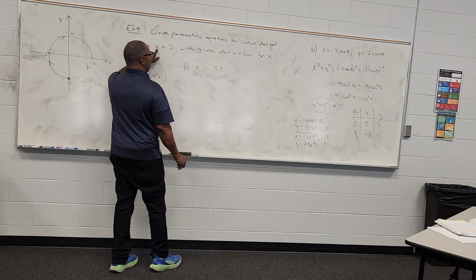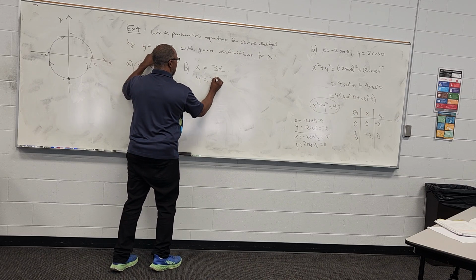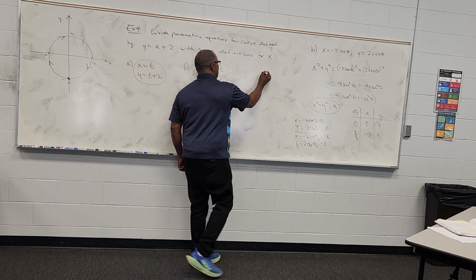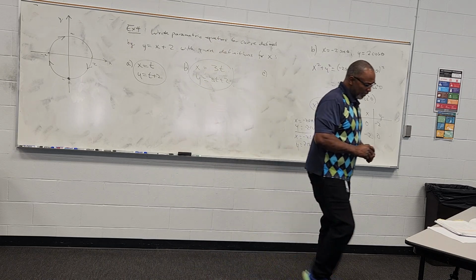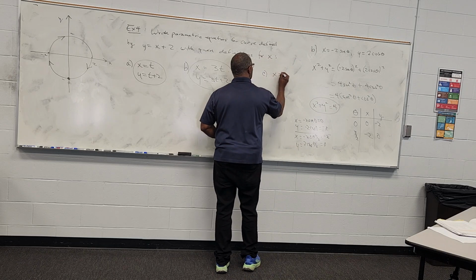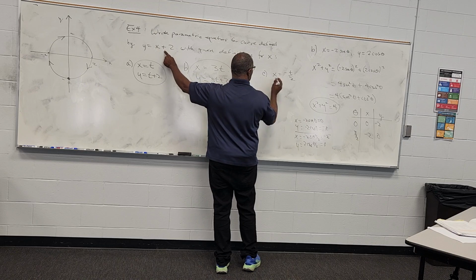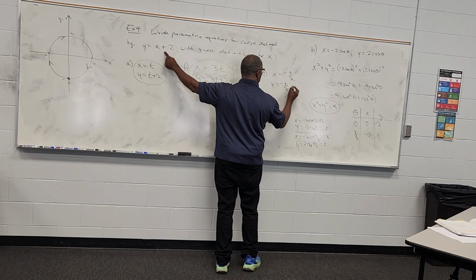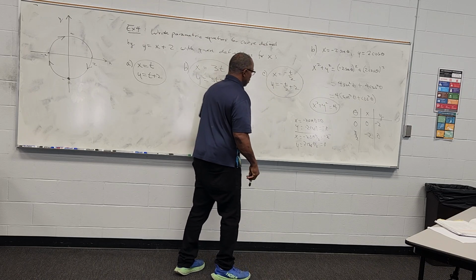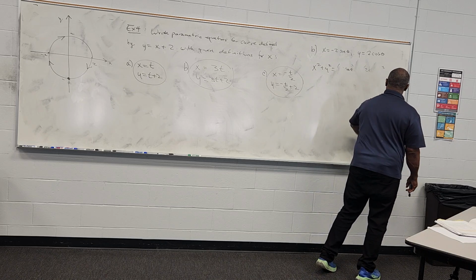X equals 3t. But again, if I want y to be whatever x is plus 2, x is 3t, so y would be 3t plus 2. There's a set of parametric equations when x is 3t. And finally, C, they say x is negative t over 2. Well, when x is negative t over 2, again, y is x plus 2, so y will be negative t over 2 plus 2. There would be my set of parametric equations. So writing the parametric equations for different parameters is pretty easy.